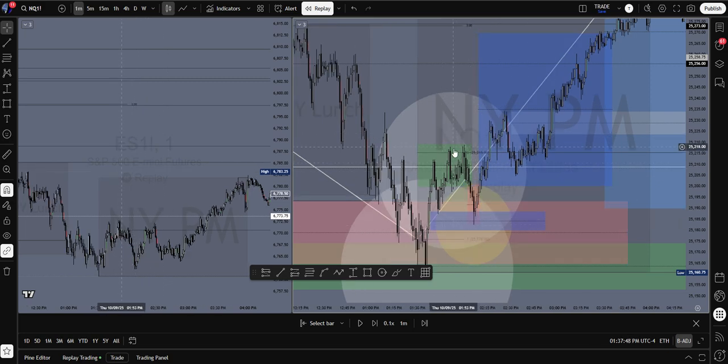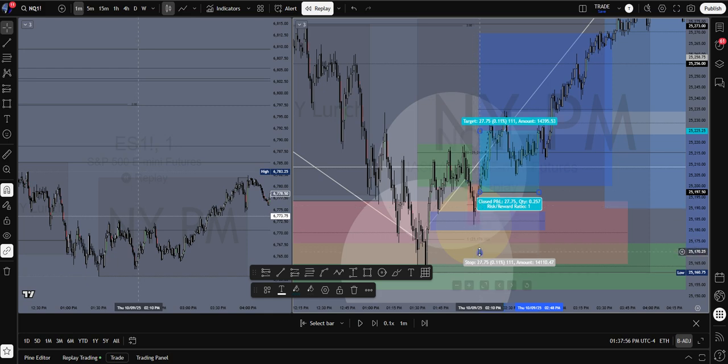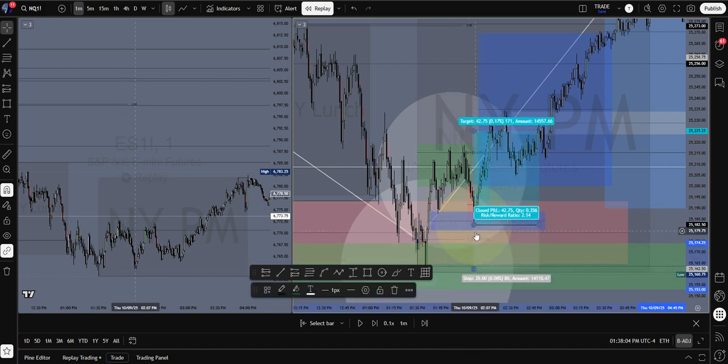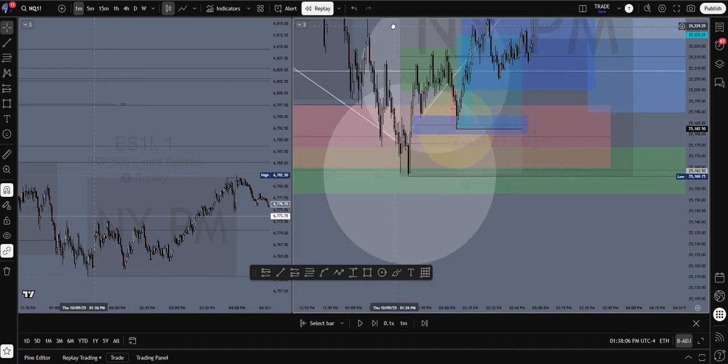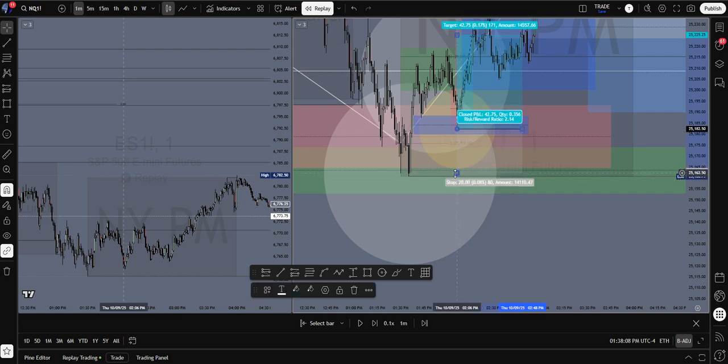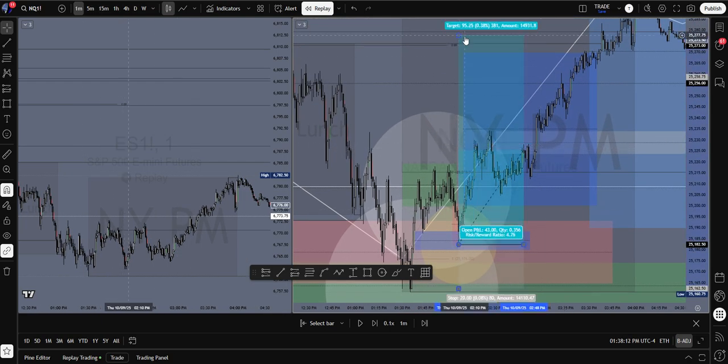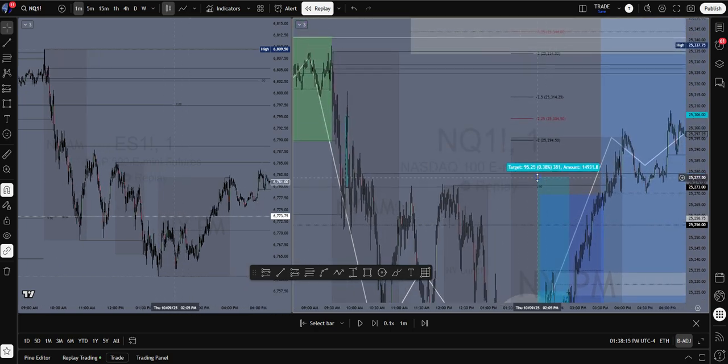Accumulated, manipulated. There's your accumulation. There's your low time frame targets. I'm literally showing you the high time frame with the low time frame alignment. Just don't be scared and target this level. Stop loss at the swing point. Use the bodies for your stop loss. And target this.